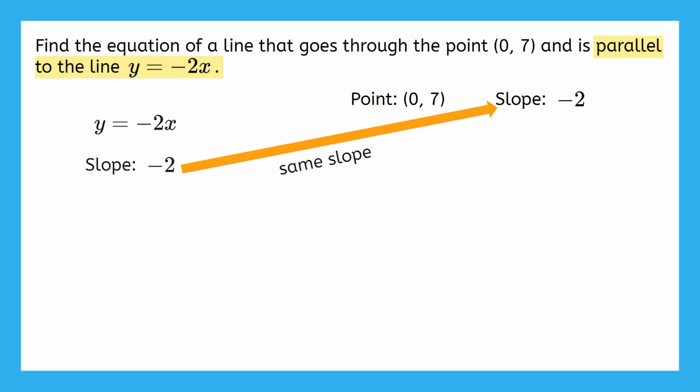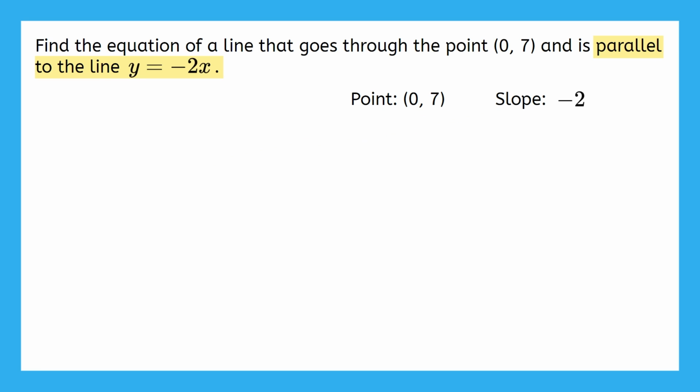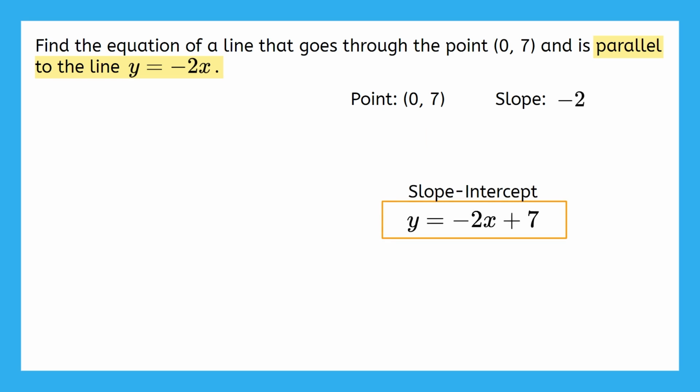Now I have my point and my slope. Did you notice that this point is the y-intercept? Since the x-coordinate is 0, that tells us this point will be on the y-axis, making it a y-intercept. That means the simplest way to write this equation will be slope-intercept form. If you didn't quite catch that and your equation is in a different form, you can always manipulate either one of our equations to make sure that they're equivalent.